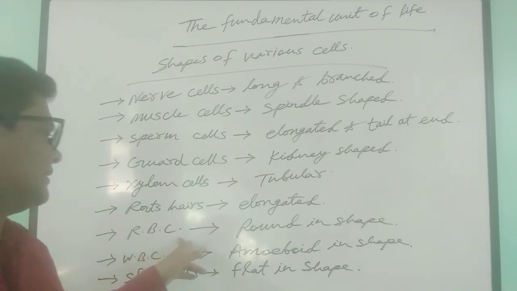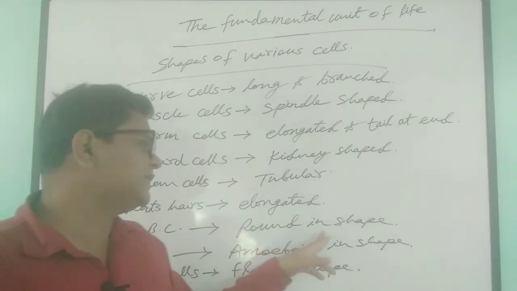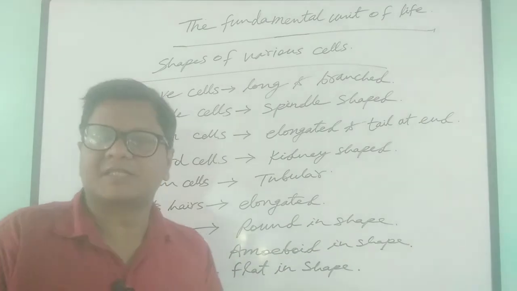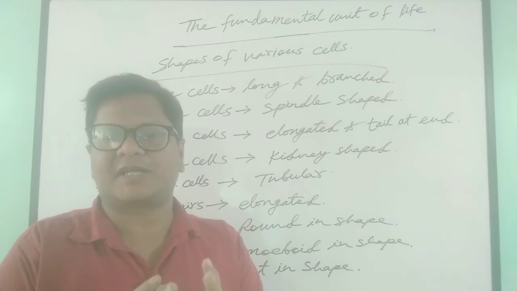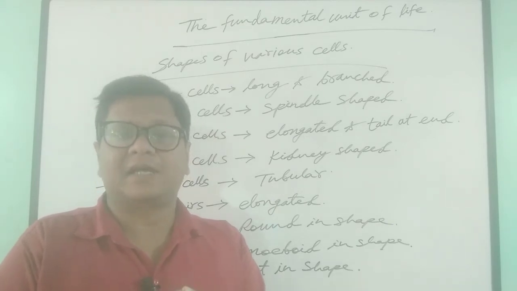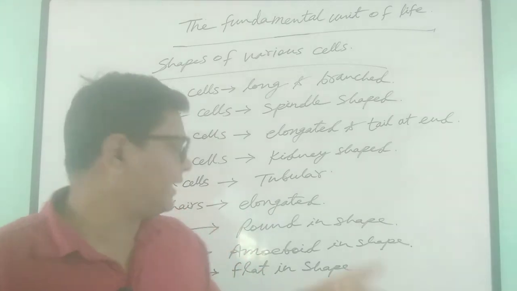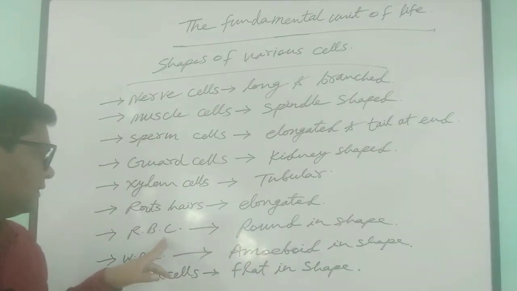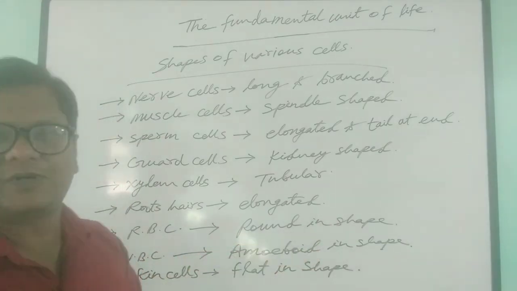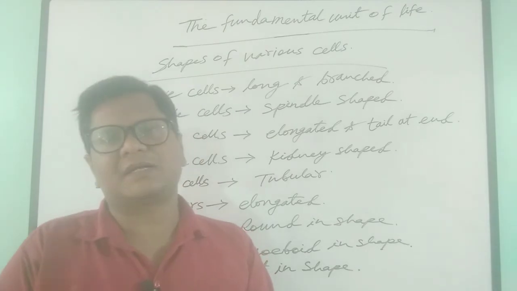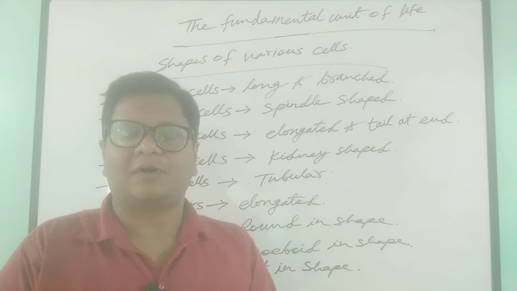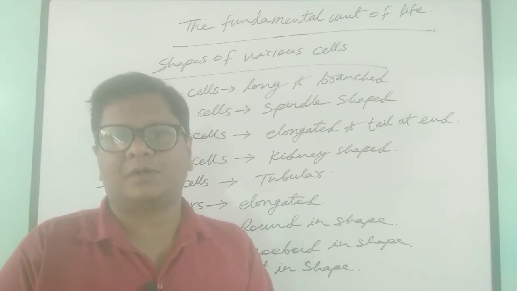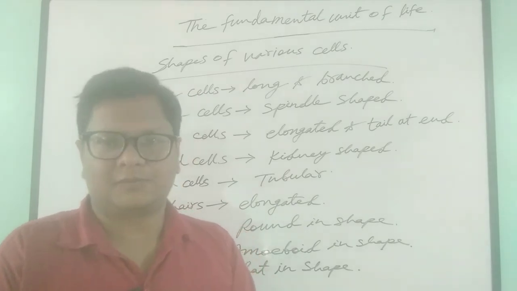Next comes RBC, and the shape of RBC is round. If anything is round in structure, its surface area increases, and therefore RBCs are round in shape, so that when the surface area of the cell increases, more and more place will be available for the oxygen.